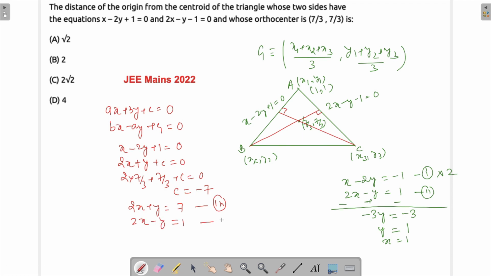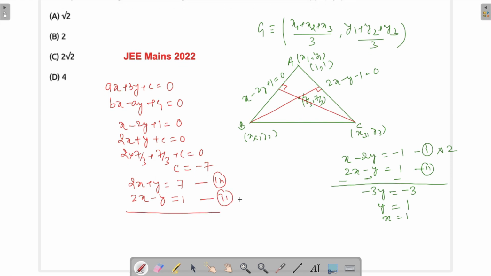So this is what is my first equation, right? Or second it was. Then these two lines will intersect at point C, so we'll just add up. So I'll get 4x equals to 8. So x will be equal to 2. If I substitute x equals to 2, then I'll get y equals to 3. So this point I've found out is 2 comma 3.